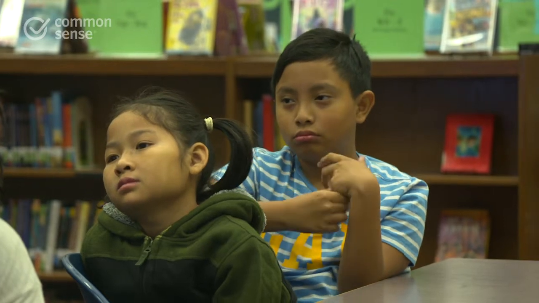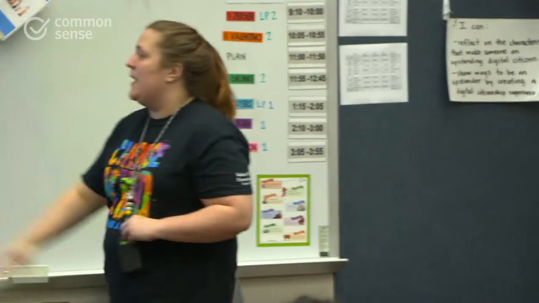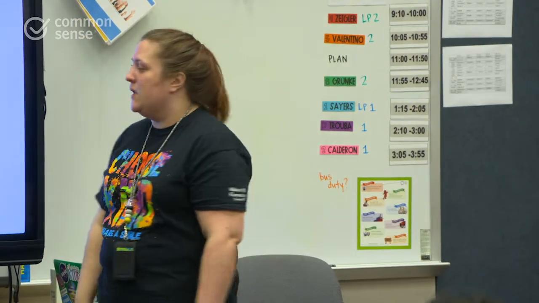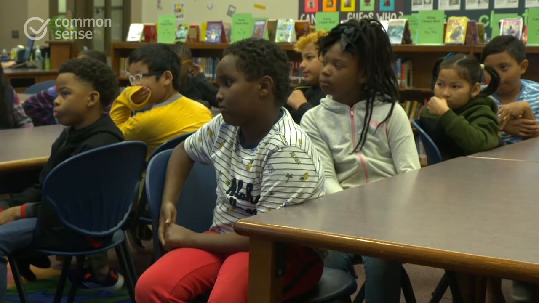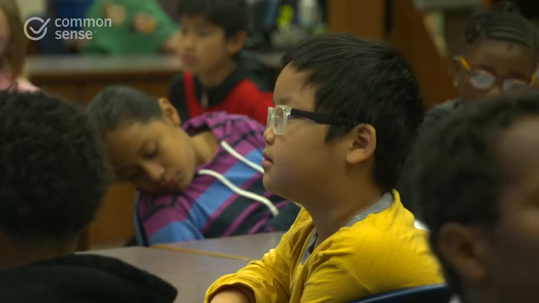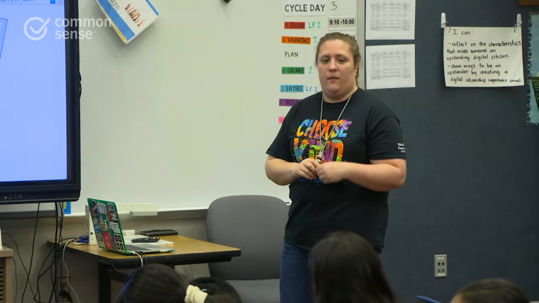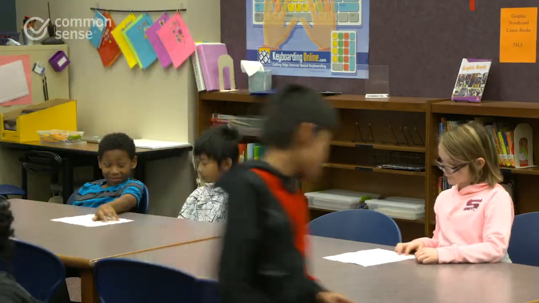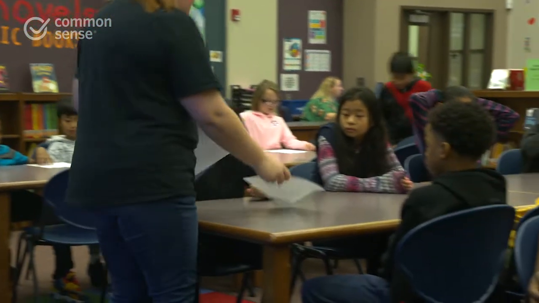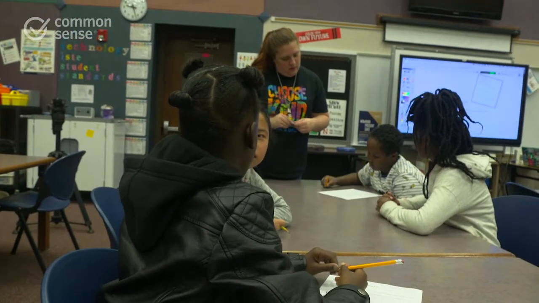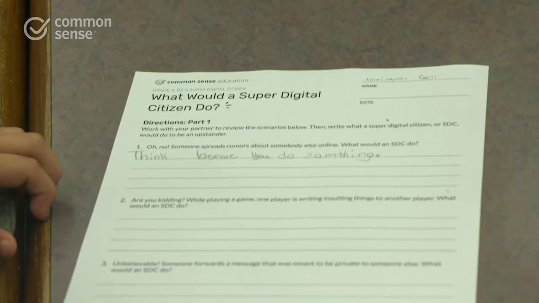We are going to do an activity here. I'm going to pass out this piece of paper and a couple of pencils for you and the people at your table to complete. It says, work with your partner or partners to review the scenarios and then write what a super digital citizen would do to be an upstander. The first one says, oh no, someone spreads rumors about somebody else online. What would a super digital citizen do? Let's tell them next time don't do it again, because think before you do something.